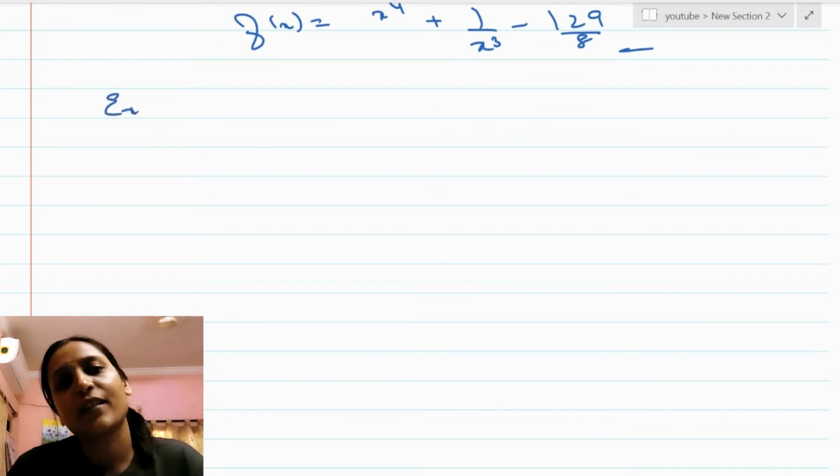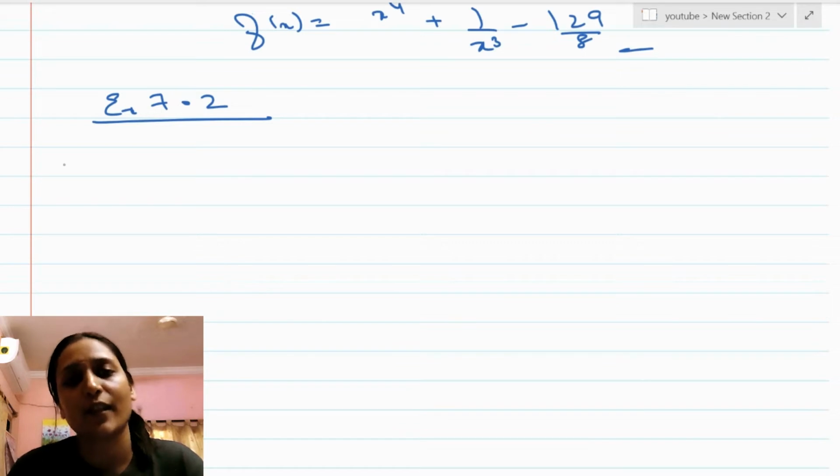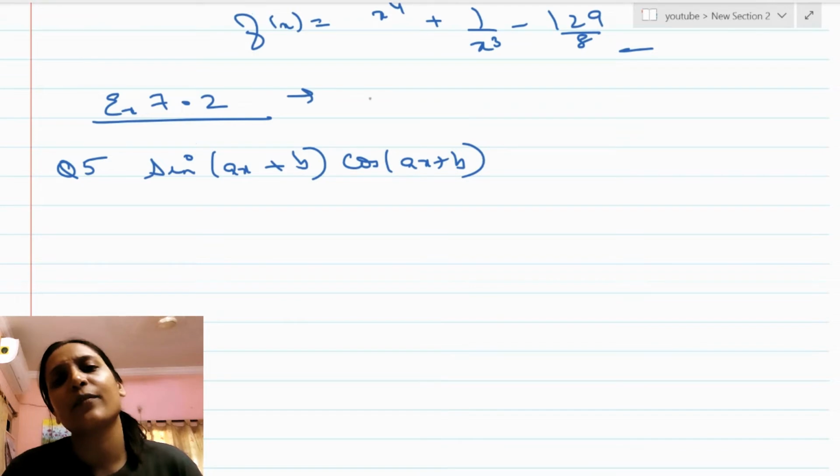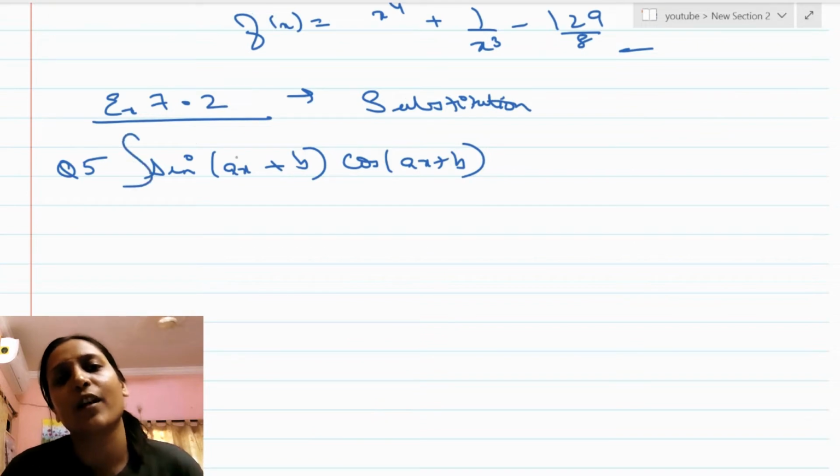The next exercise we'll be doing is 7.2. So all the important questions from exercise 7.2, starting with question number 5. Question number 5 is sin ax plus b times cos ax plus b. Exercise 7.2 is about the integration technique called substitution. So here we have to figure out which function we want to substitute.